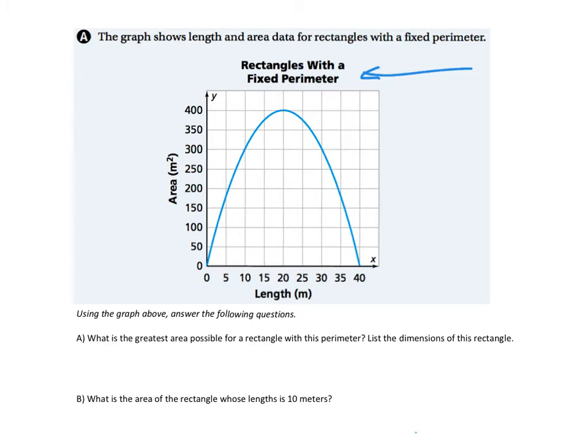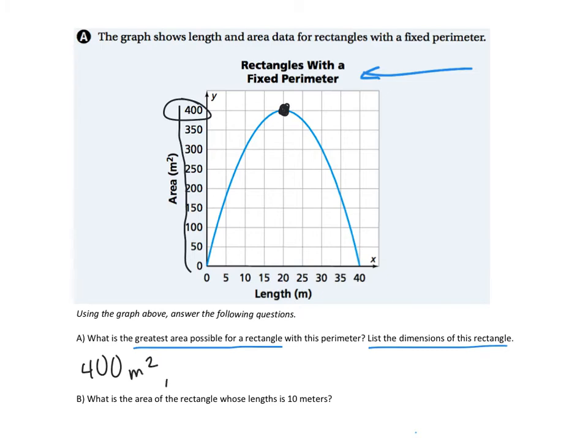we're going to answer part A. So again, what is the greatest area for a rectangle with this perimeter? So make sure you list the dimensions of this rectangle. So if we look at it, what's the greatest possible area? Well, let's look at the highest value it goes on my y-axis. Well, we notice the greatest area is 400 meters squared.